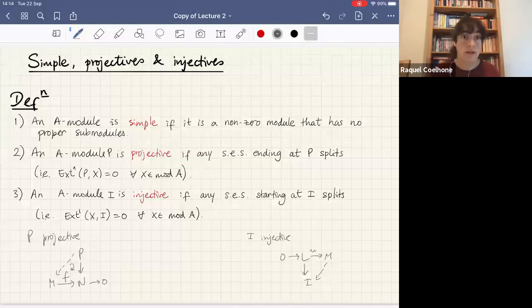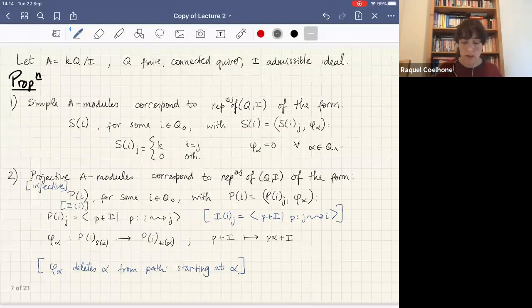Right, so why do I say this? It's actually quite easy to compute the representations associated to simples, indecomposable projectives and indecomposable injectives. I'll describe this. It can be proved, but I'll just give the description. Now, as I said, because of the lecture before, I'll just consider bound path algebras. So Q is finite connected and I is an admissible ideal.